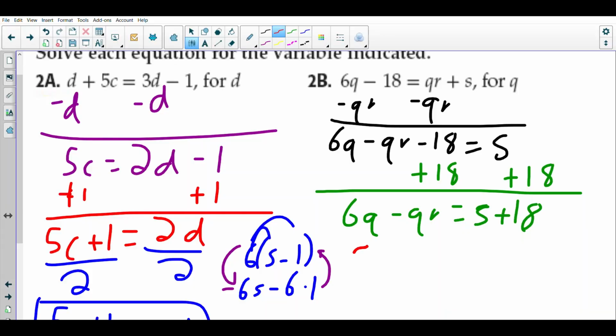I'm going to take out a q from both of them. So all I'm left with is 6 minus r is equal to s plus 18. So I actually factored.